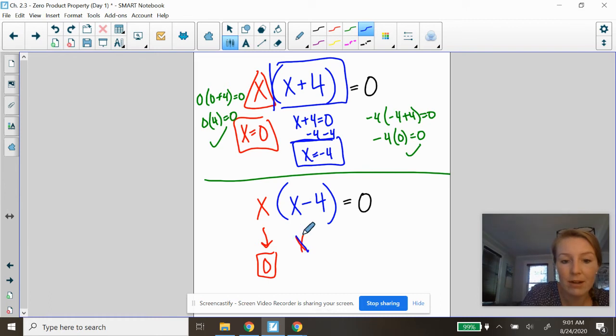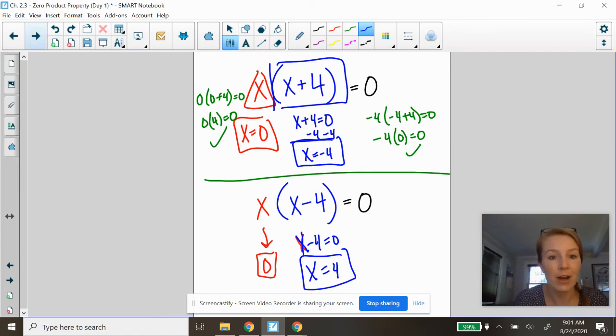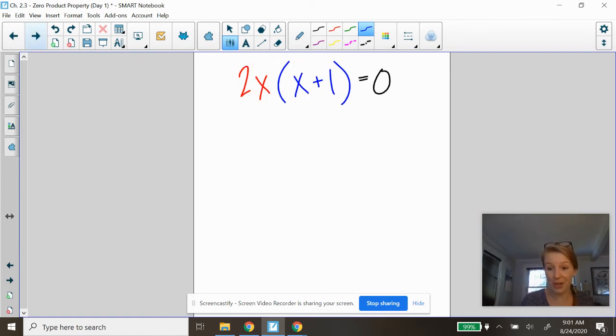Whoops, let's go back to our color coding. X minus 4 equals 0. So my solution here is going to be x equals +4. Better. There you go. X equals +4. All right, moving on. Okay, we're starting to get trickier. One step at a time.